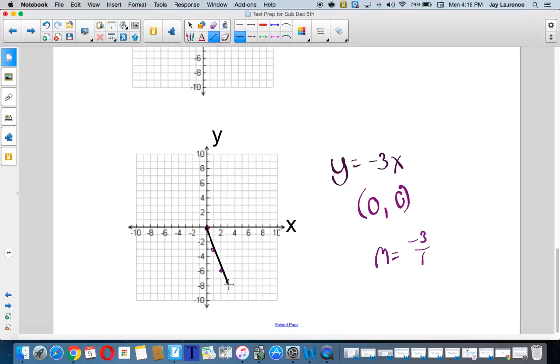Okay. So, kind of looks something like that. All right. And put an arrowhead on there. All right. Very good. Let's move right along.